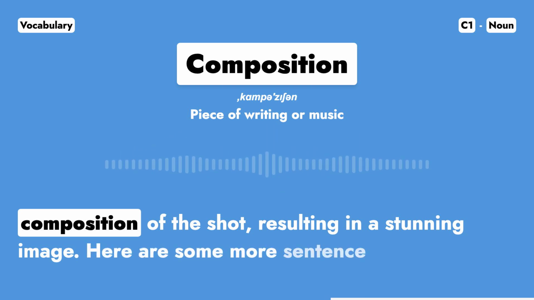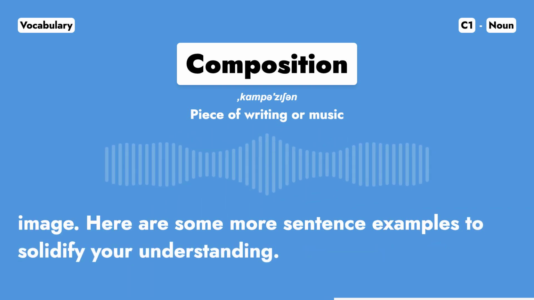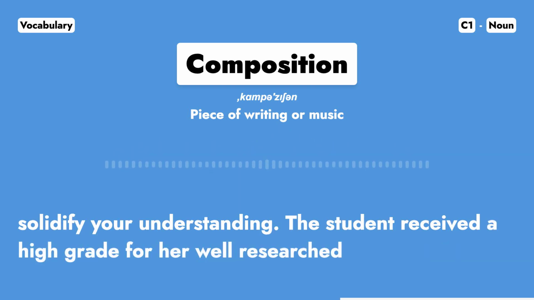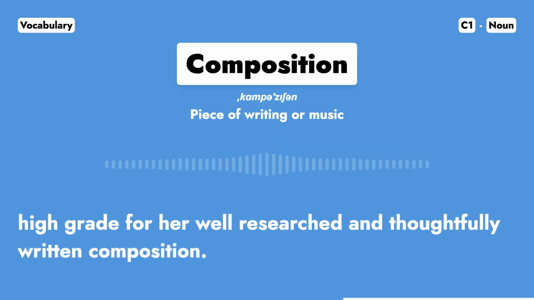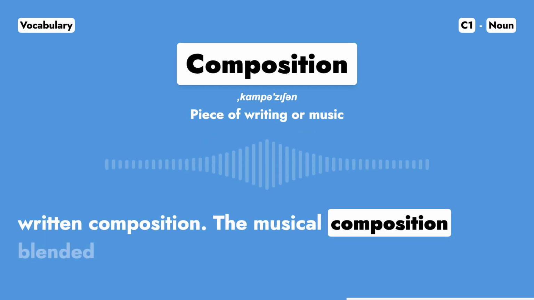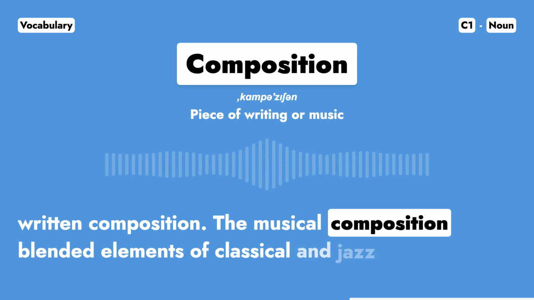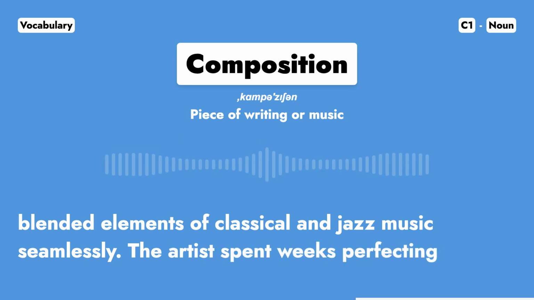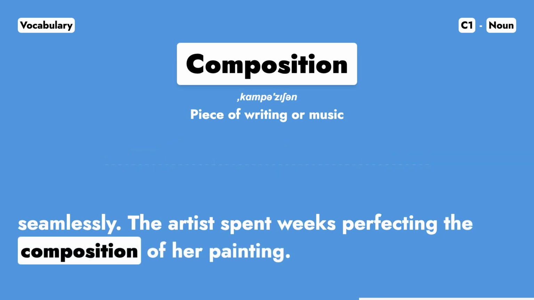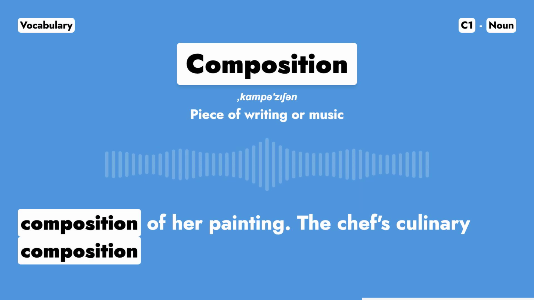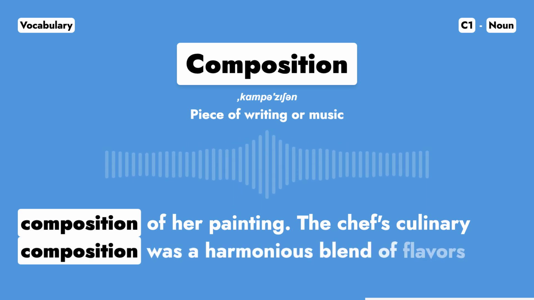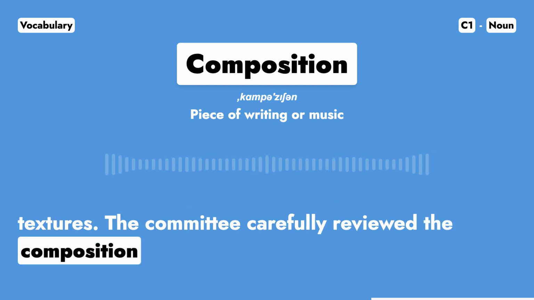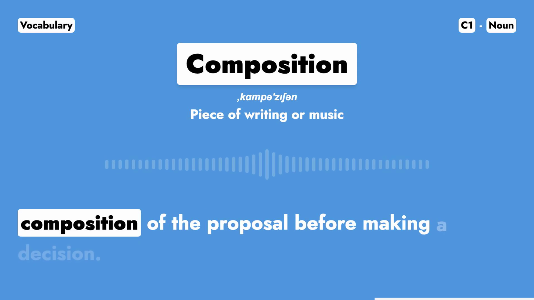Here are some more sentence examples to solidify your understanding. The student received a high grade for her well-researched and thoughtfully written composition. The musical composition blended elements of classical and jazz music seamlessly. The artist spent weeks perfecting the composition of her painting. The chef's culinary composition was a harmonious blend of flavors and textures. The committee carefully reviewed the composition of the proposal before making a decision.